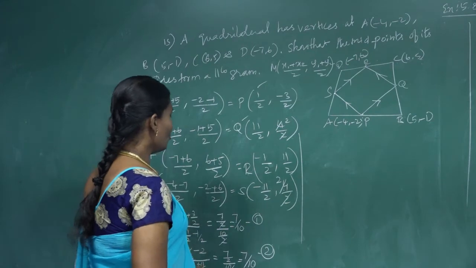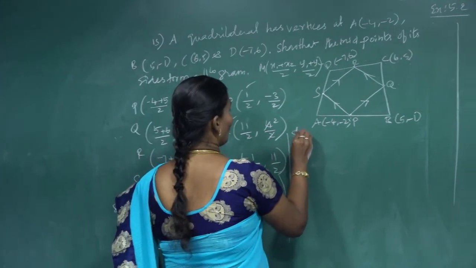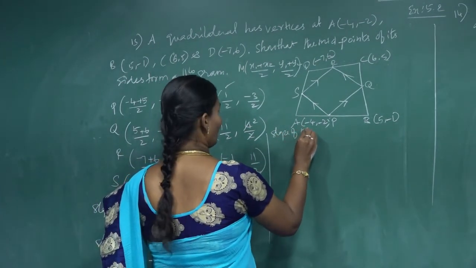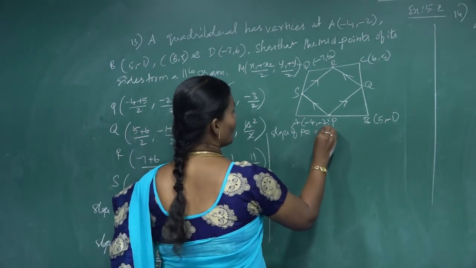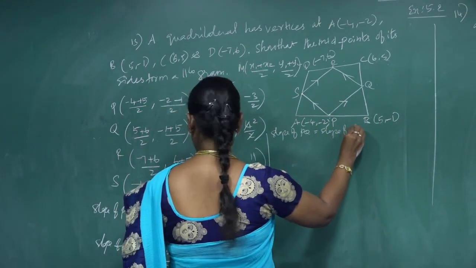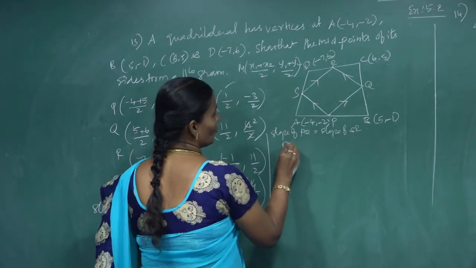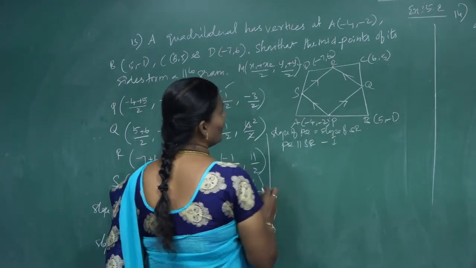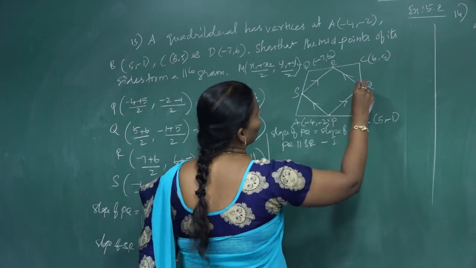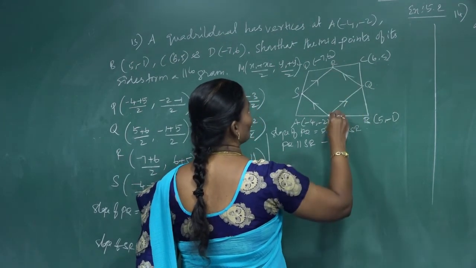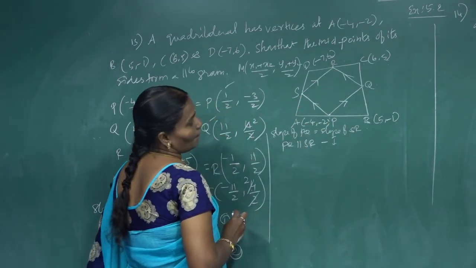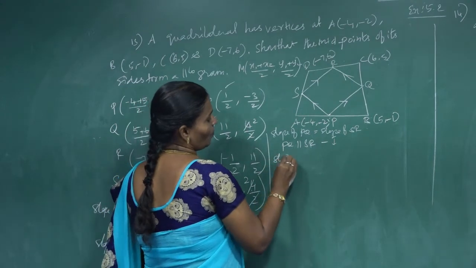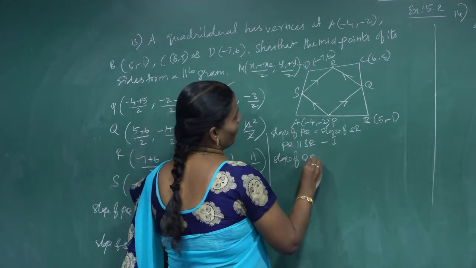Now compare these two. So we get slope of PQ is equal to slope of SR. So PQ is parallel to SR. This is the first result. Okay. Now you have to prove slope of QR is equal to slope of PS. Okay. So now find out slope of QR.